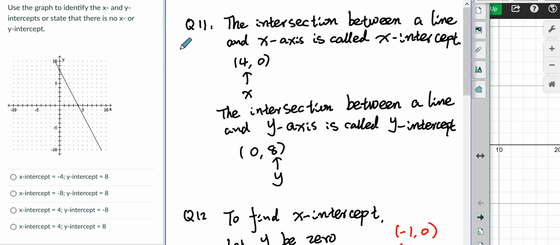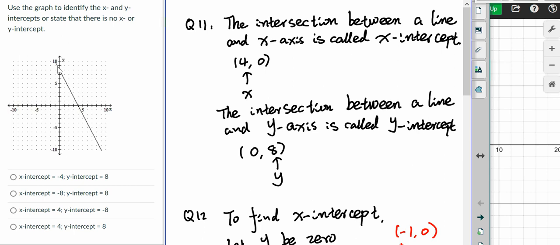Now, let's work on question 11 here. We want to use the graph to identify the x and y intercepts, or state that there is no x or y intercept. What's the meaning of intercept? The intersection between a line and the x-axis is called the x-intercept.